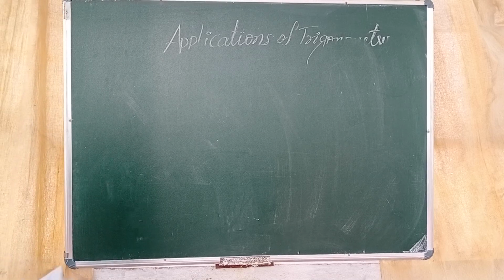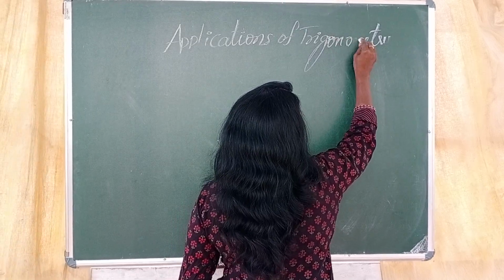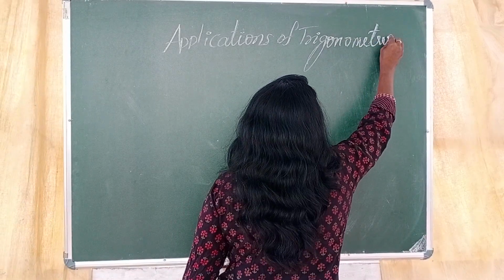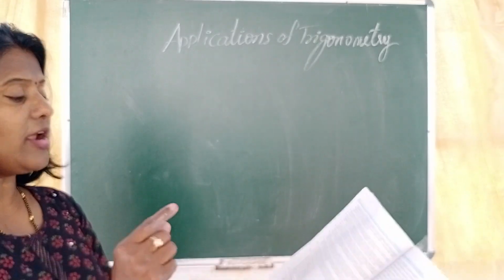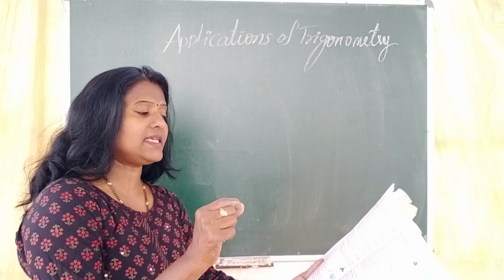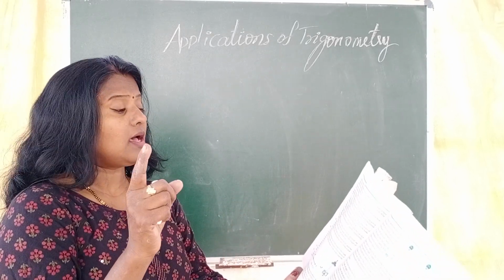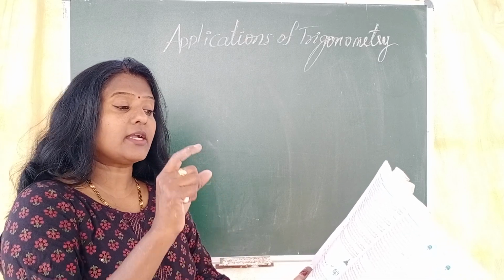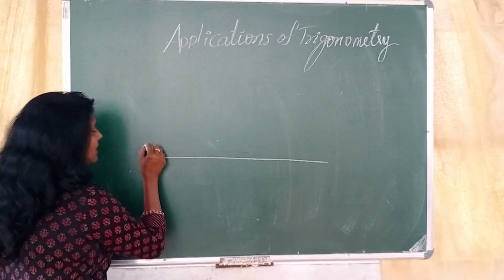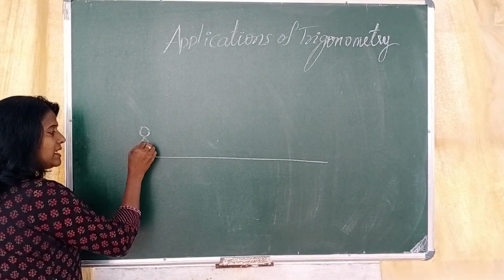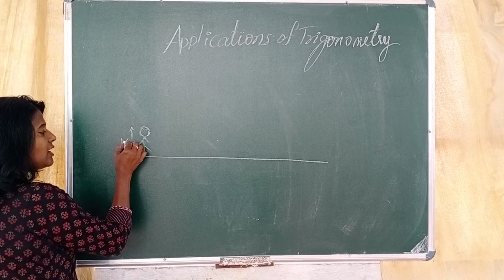If the height of the person is given, then how to find? Let us take this example. A 1.5 meter tall boy is standing some distance from a 30 meter tall building. See here, a 1.5 meter tall boy, the height of the boy is given. The boy is standing on the ground whose height is 1.5 meter.